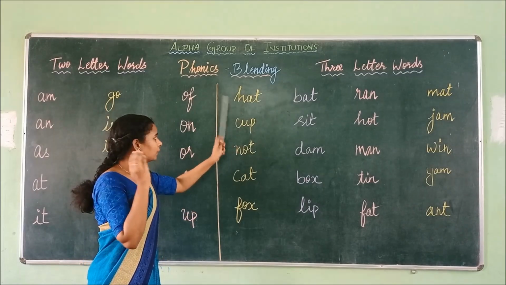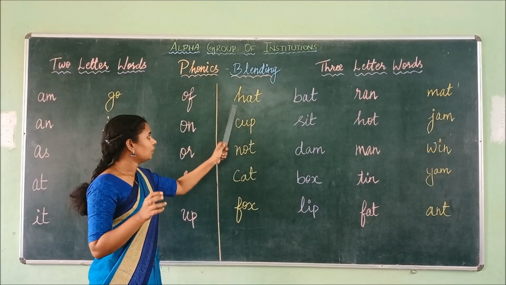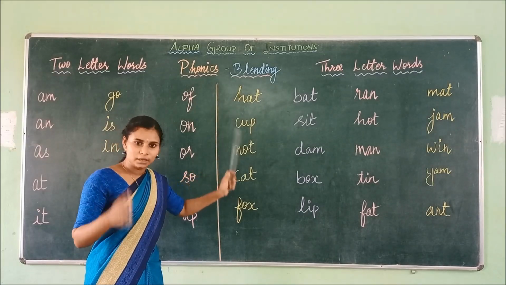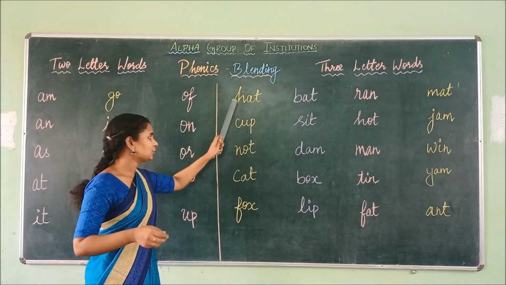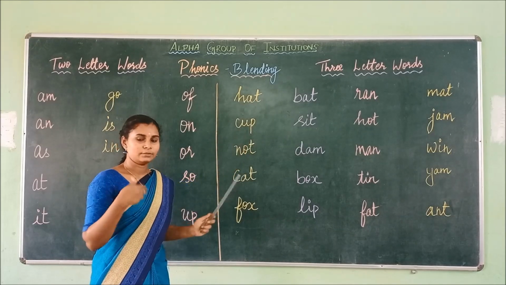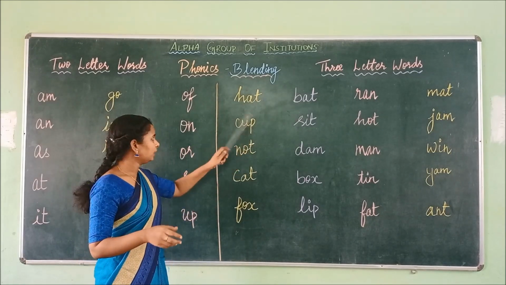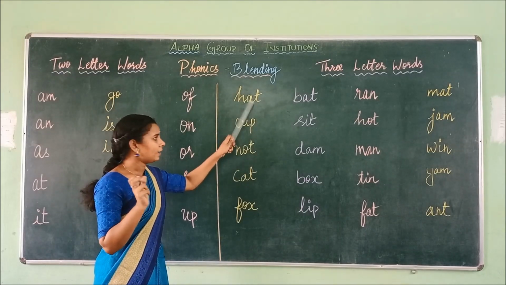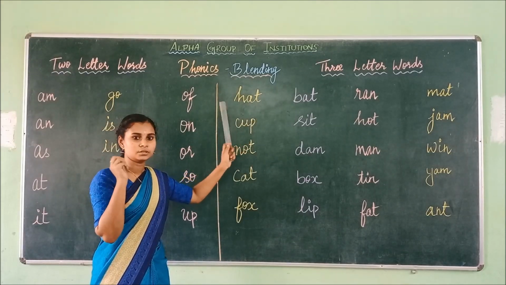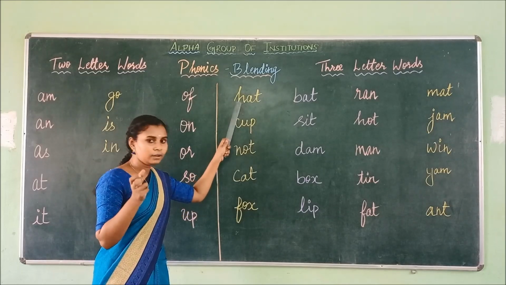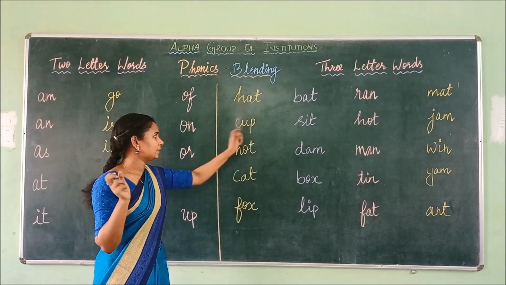So you have to read it by the sounds. If you want to read it by the letters, you can read it as H, A, T. But if you want to read it with the sounds, you have to read it as H, A, T, hat. So repeat it, children. H, A, T, hat.